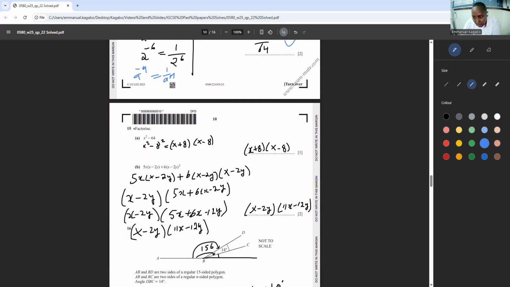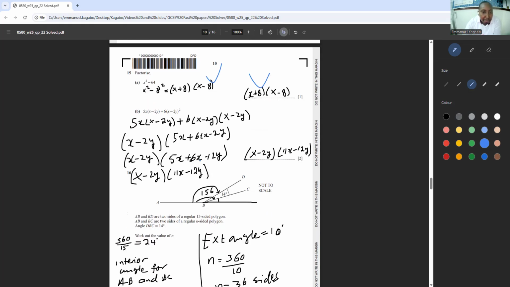Okay. Question 15. Factorize. Easy. X squared minus that. That's the difference of 2 squares. Well, what's the square root of 64, guys? It's 8. So that means I can write x squared minus 8 squared, and then by using difference of 2 squares, that gives me that. Never go to a GCSE exam when you don't know how to factorize difference of 2 squares. Very common questions, either in paper 2 or paper 4. Non-calculator or calculator paper, difference of 2 squares is always common in the exam. Okay, very good.